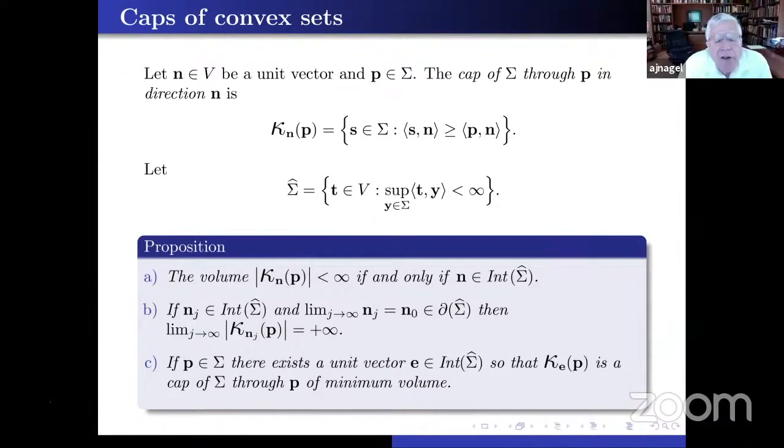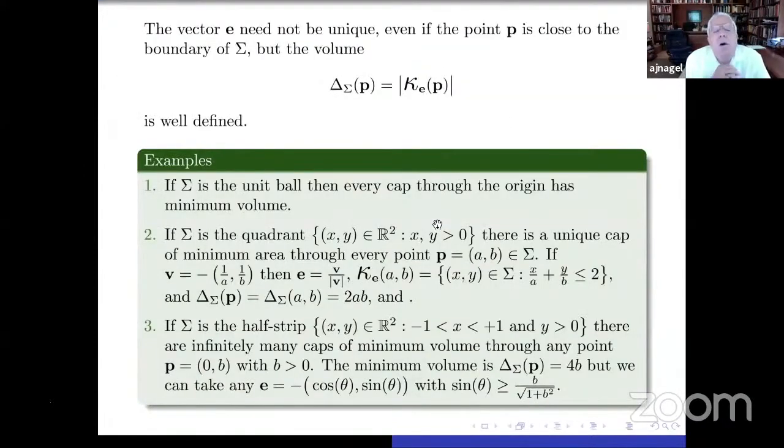If I take points in the interior of this cone where I know that the volume is going to be finite, and I let these points approach the boundary of this cone, then the volume goes to infinity. And therefore, it follows that there has to be some point in the cone where the volume actually takes on a minimum. And so I'm going to call this vector E, and then this cap is going to be a cap of sigma through E having minimal volume. What one needs to remember, however, is that this vector E need not be unique, even if the point is close to the boundary. The volume, of course, is well defined, but the vector E is not unique.